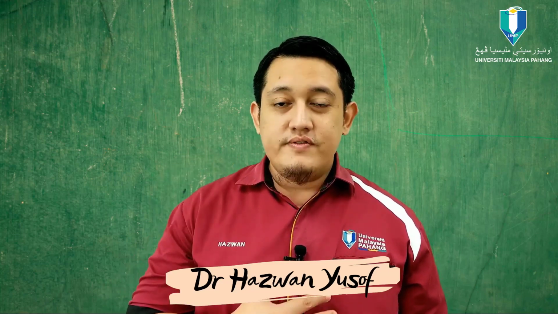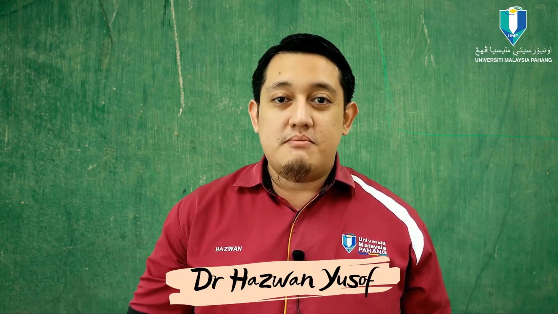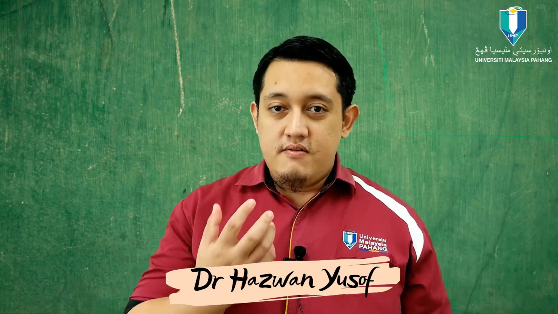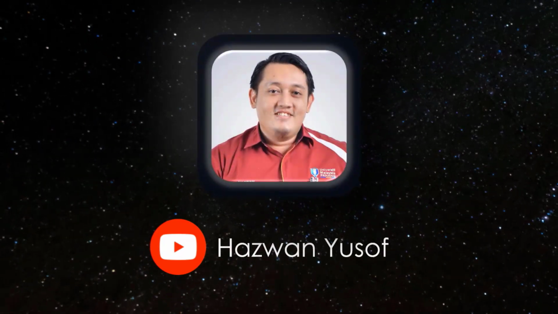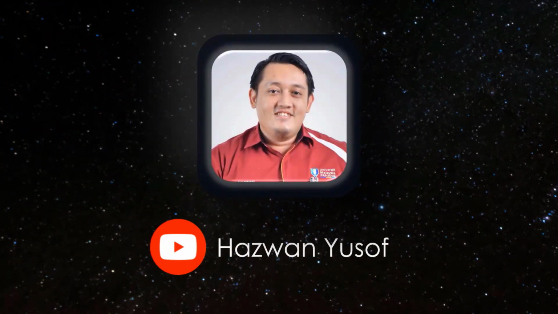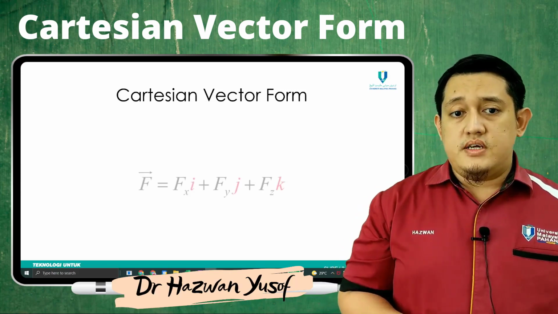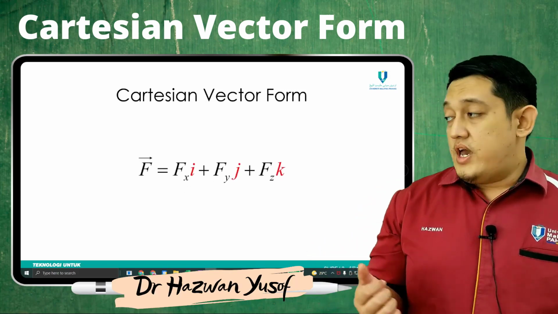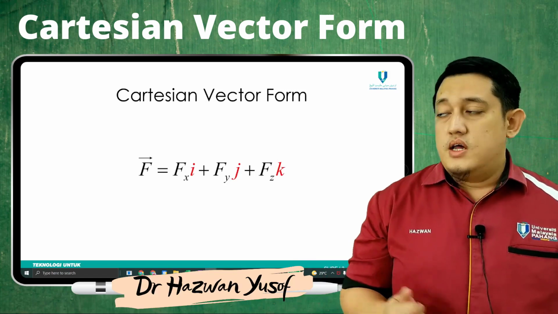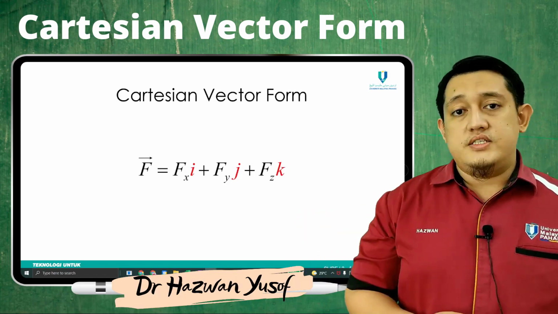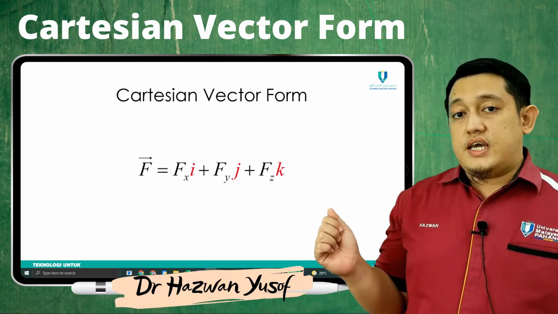I am Hazwan Yusof. Today we are going to learn about Cartesian vector form. Cartesian vector form of a force can be represented by this equation here. We have F equals Fx i, Fy j, and also Fz k.